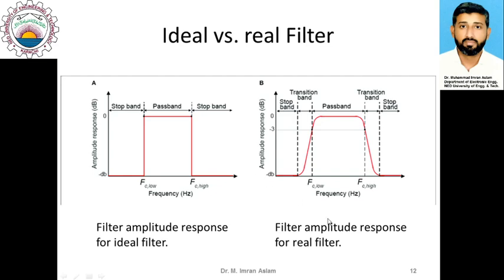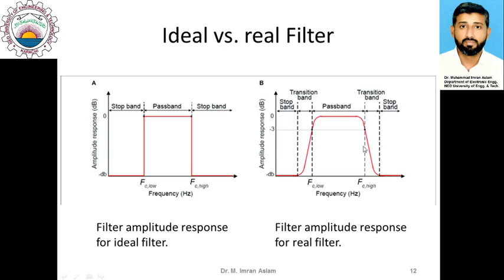But the real filters do not have a response like this. The real filter has a pass band, but the response is not constant. It starts changing, decreasing in the pass band. So there is certain variation here. Secondly, at the stop band, frequencies are not exactly zero. They are reduced to certain level, maybe 20 dB or 30 dB. As you go further from this edge, the reduction is higher, but this is not exactly zero.